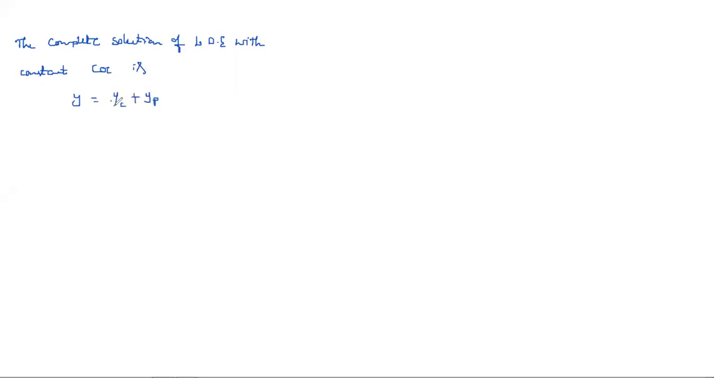So here yc is nothing but what we call the complementary function, and yp is nothing but the particular integral, or we'll say the particular solution. Okay, so yc is the complementary function and yp is the particular integral.